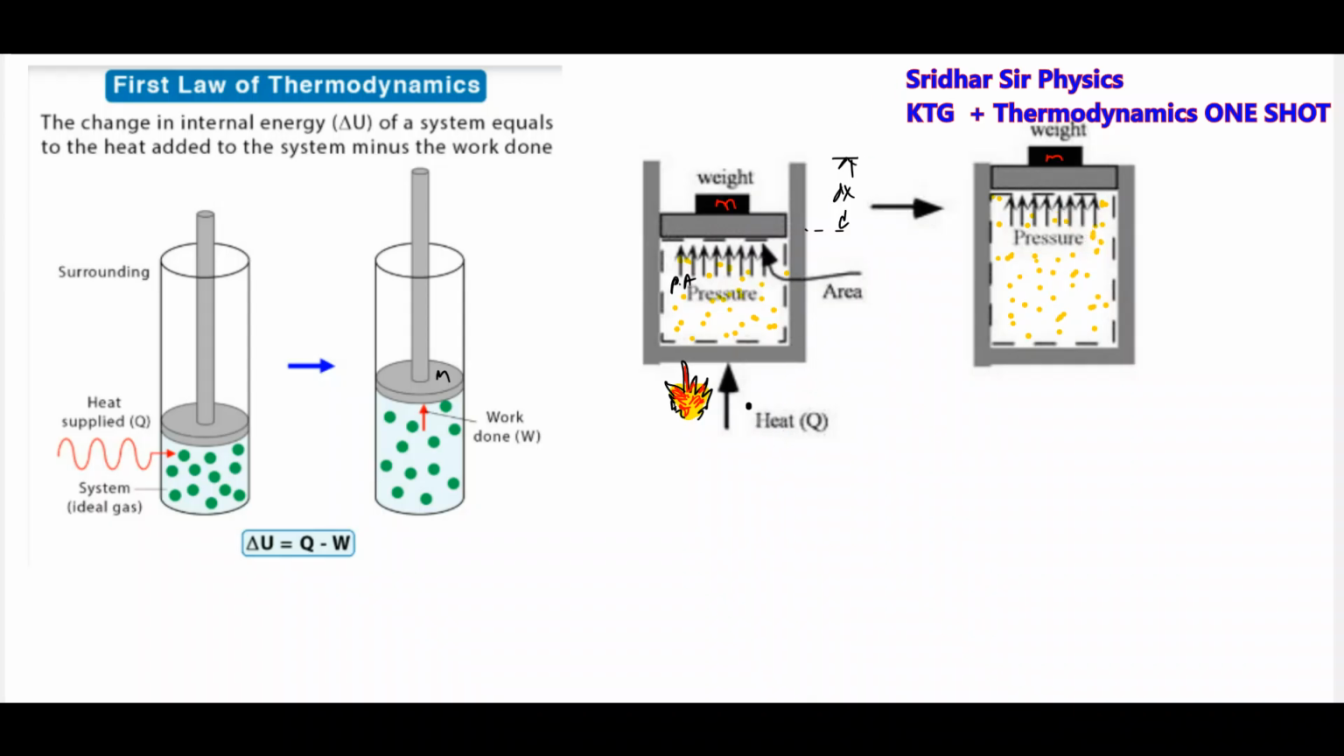I supply heat. The heat supplied will be converted into a rise in internal energy plus work done. This is the work done by the gas. What do you mean by this? Heat supplied, heat exchange, you can call it. Delta U, the change in internal energy.